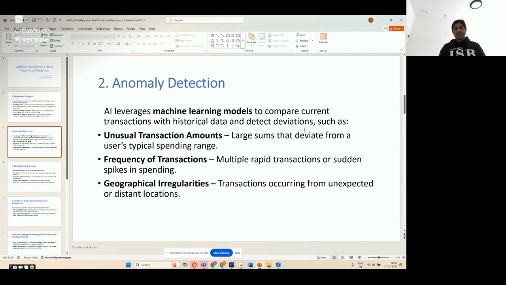Coming to the frequency of transactions, multiple rapid transactions or sudden spikes in spending also give an anomaly, and AI detects it. Geographical irregularities: transactions occurring from unexpected or distant locations. Suddenly you do transactions from a new place, so it triggers a new anomaly detection.